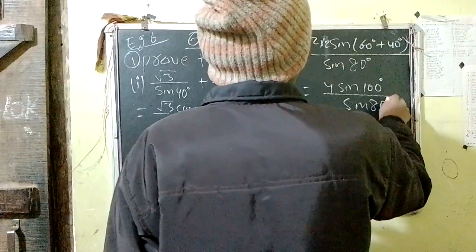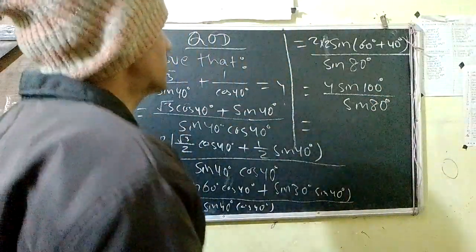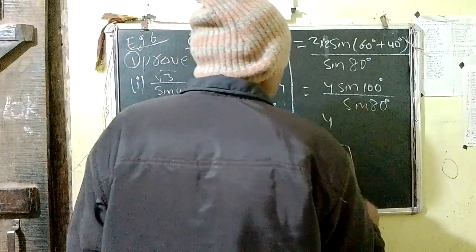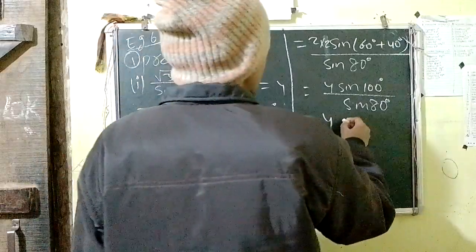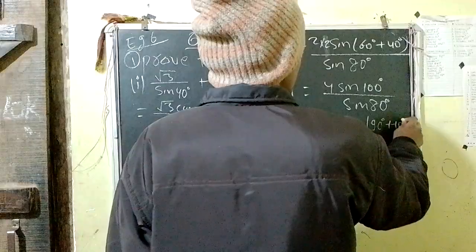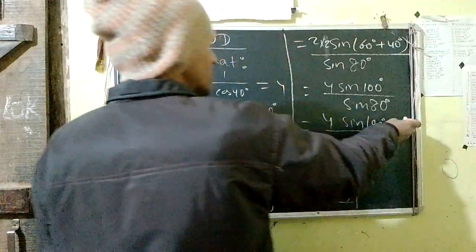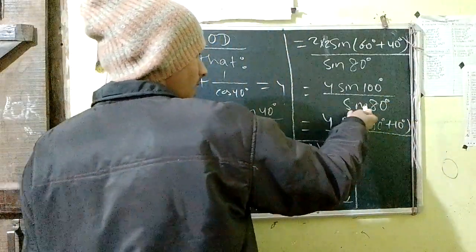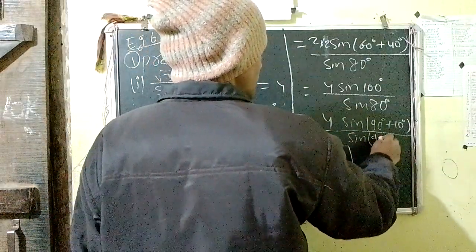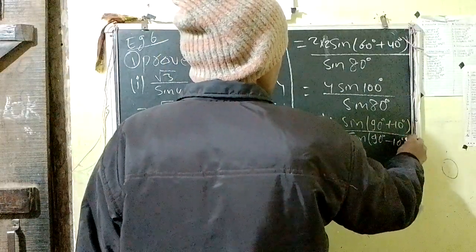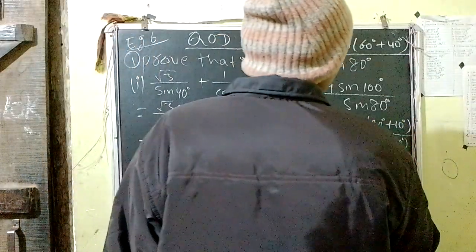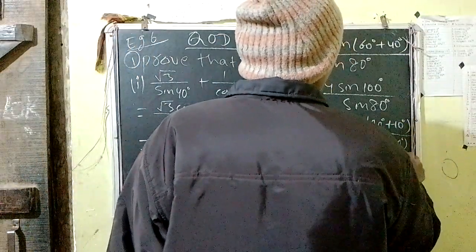Again you might say, of what help is this? Then there is a way to do this further, and that is that you write sine 100 as 90 degrees plus 10 degrees. We want to write this in terms of 10 degrees. So can we write this in terms of 10 degrees? Of course we can. This will be sine 90 minus 10 degrees. Now this is going to be 4 sine 90 degrees plus 10, and that is cosine 10 degrees.